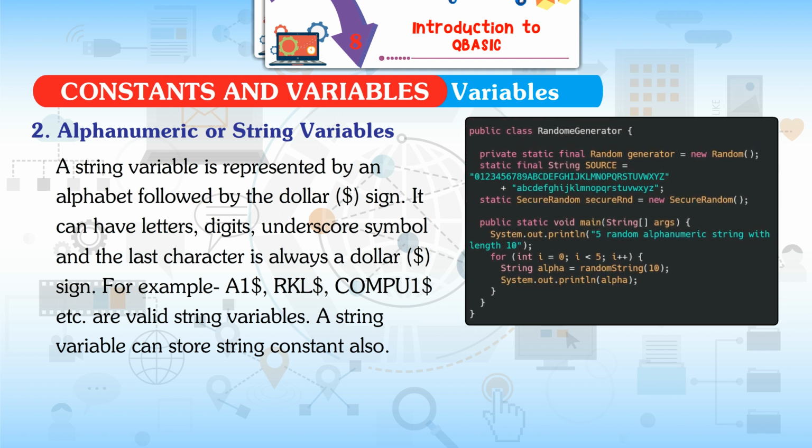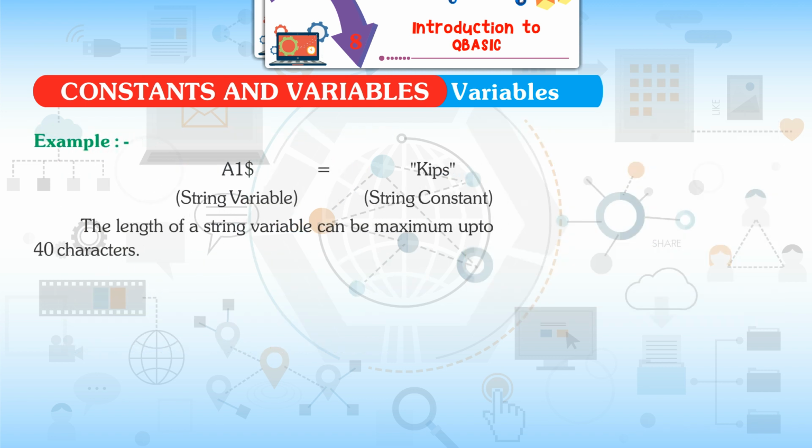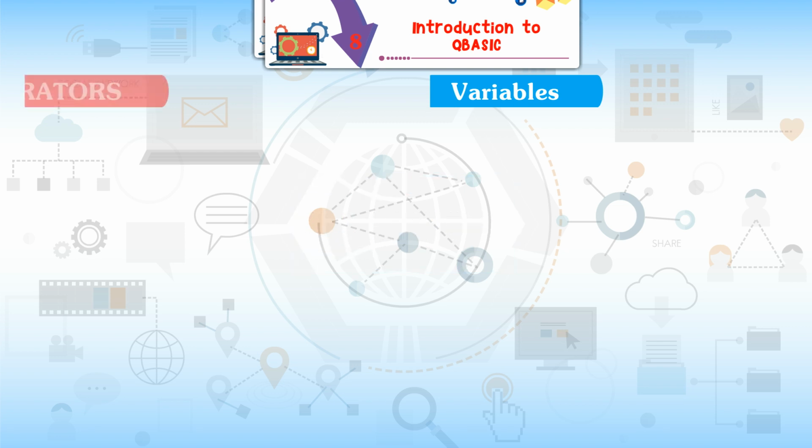A string variable can store a string constant also. Example, A$ = "Kips", where "Kips" in double quotes is a string constant. The length of a string variable can be maximum up to 40 characters. Facts to learn. BASIC is not a case-sensitive language. It signifies that small a and capital A are the same.